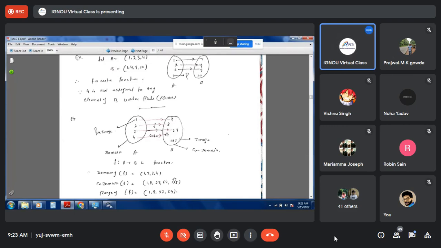And what is the range? Range is 1, 8, 27 and 64. Then 125 will not be counted into the range. It is present in the codomain, but it is not in the range. Why? In the range are only 1, 8, 27 and 64, because they are the images of some elements. And 125 has no pre-image. So it is not counted into the range, but it is counted into the codomain. A very important concept.